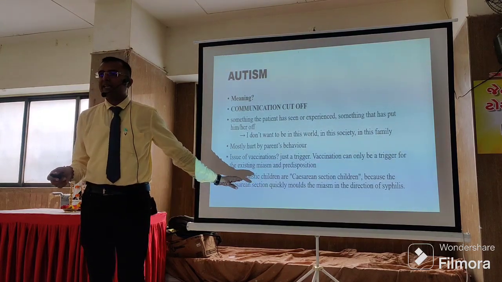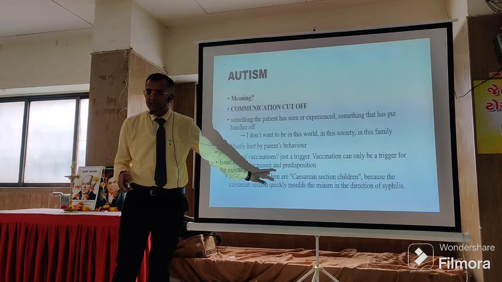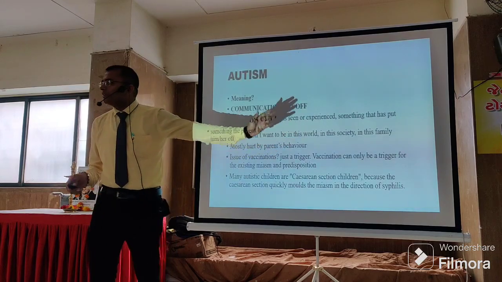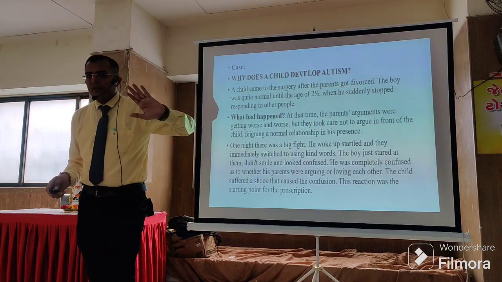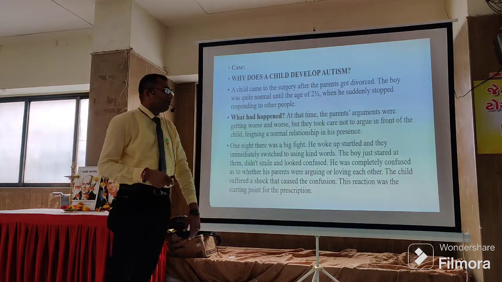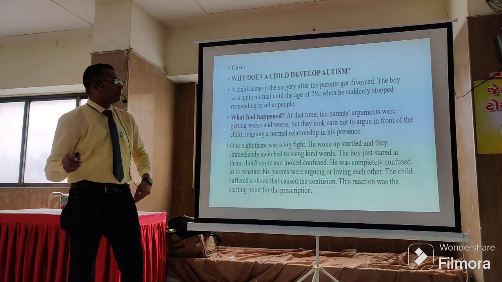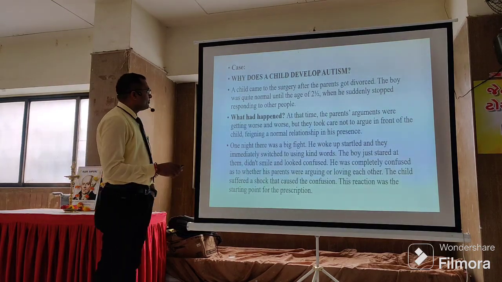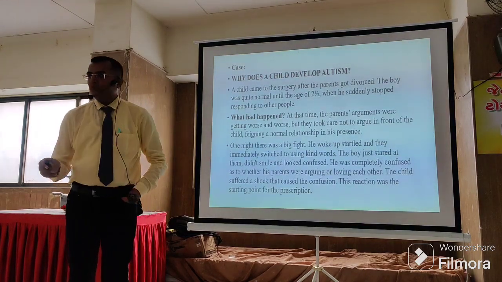So this cesarean section gives rise to a syphilitic birth, and in the process it can make the child have syphilitic miasm. So let me share one case of Sir's, on why a child develops autism. A child came to the surgery after the parents got divorced. The boy was very quiet and normal until the age of 2.5 years.